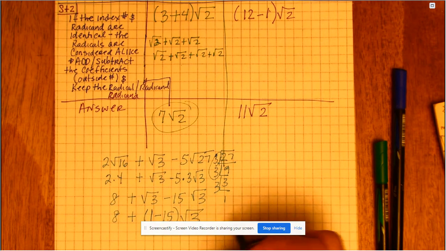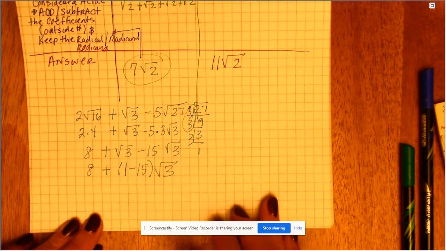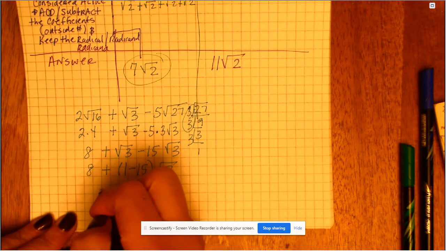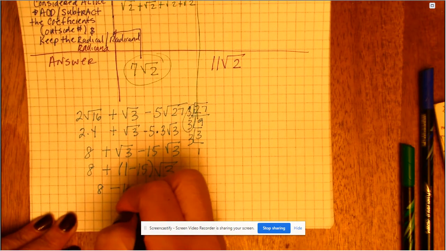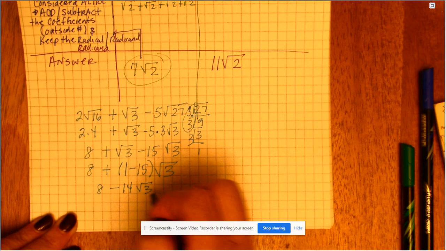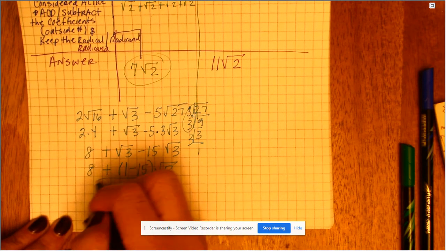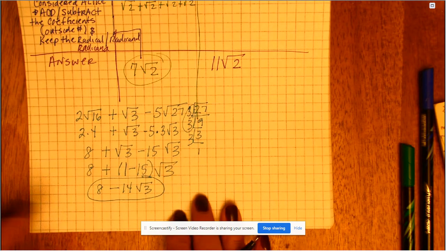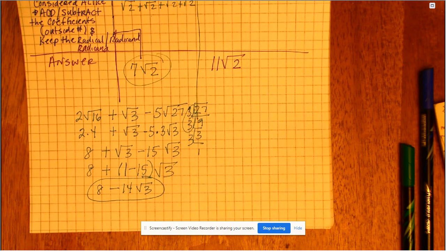You'll notice the rules of integers are still applying. I don't make that 15 minus 1. It's 1 minus 15. So I wind up with 8 minus 14 radical 3, my final answer. So it's pretty straightforward. If you know how to add together terms with variables, that's what you're doing here. Just first you have to simplify the radicals like we learned in the previous lesson.